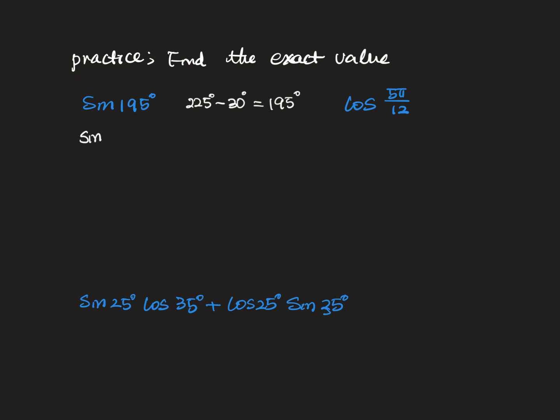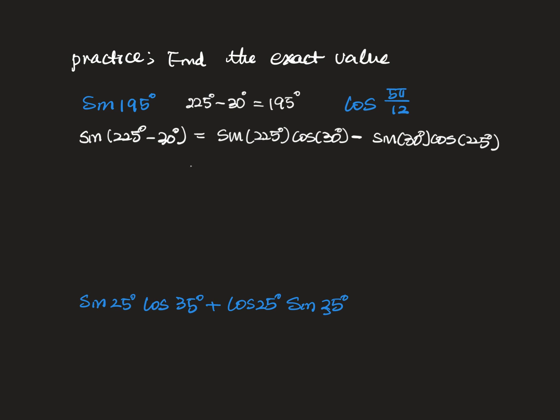So sine of 225 minus 30, using only special angles. This one is the difference formula for sine: sine 225 cosine 30 minus sine 30 cosine 225. Okay, so sine 225, that's in quadrant 3, is negative square root 2 over 2. Cosine 30 is square root 3 over 2.